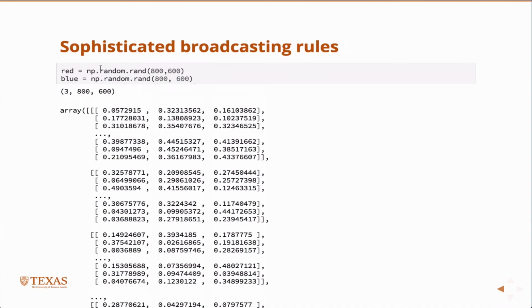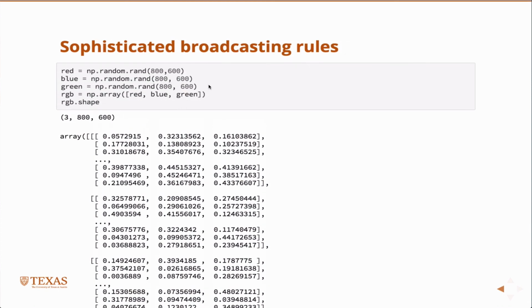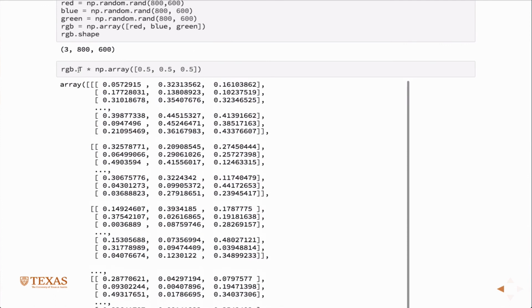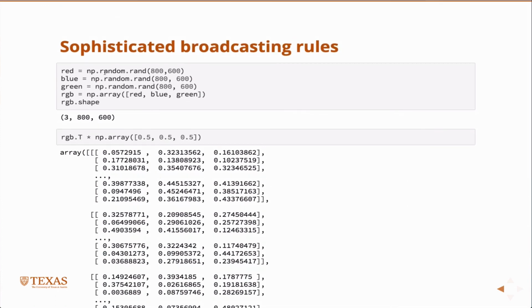The last thing is you can do kind of sophisticated broadcasting. So broadcasting is basically when you can multiply entire rows over an array in a certain way. And so here what I've done is I've created 3 random arrays, red, blue, and green, all of them 800 by 600. So this would be like, for example, pixel images. Then I can combine those arrays into a bigger array, right? And so the shape of that bigger array is 3 by 800 by 600. So then I can multiply that by essentially an array of 1/2, 1/2, 1/2.